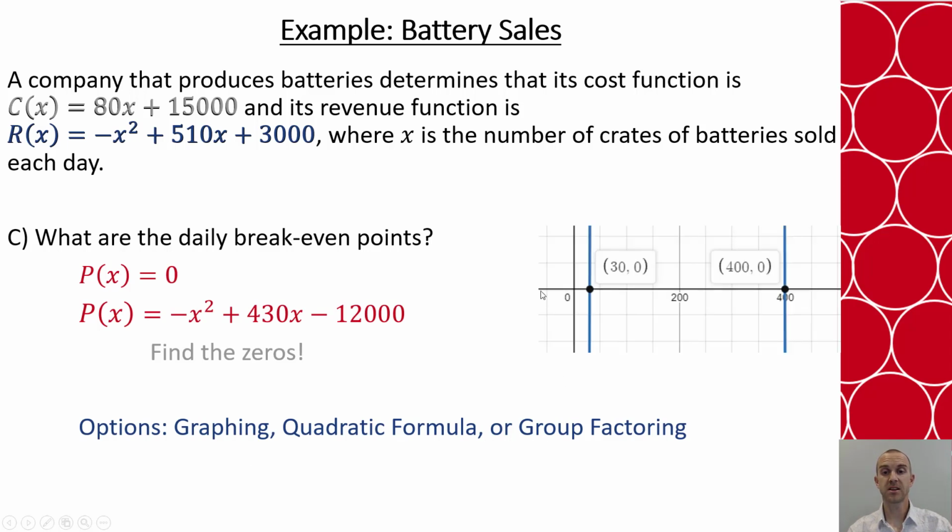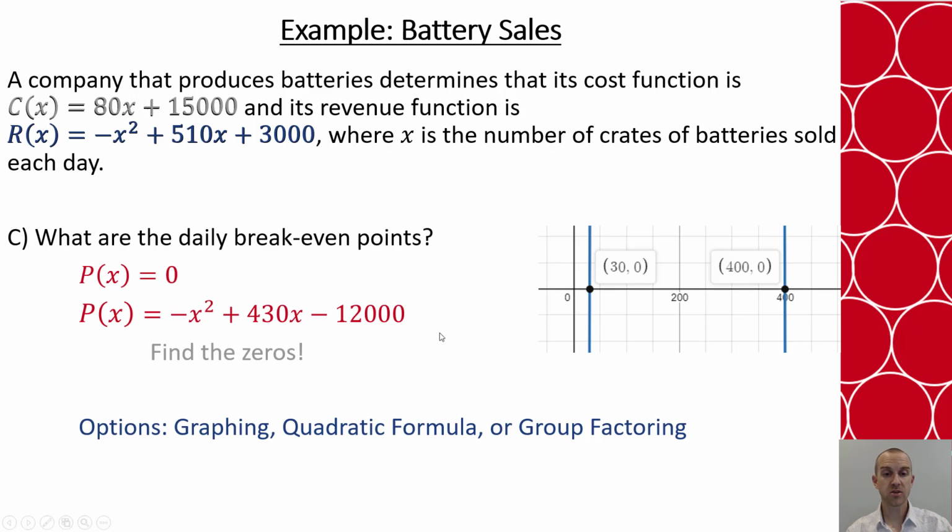So if we graphed this, we'd be looking at where the graph crosses the x-axis, because that's where y equals 0. It happens at two places where the values are positive. Positive 30 crates and positive 400 crates. So at either of those places, that's where the profit will equal 0, and that's the break even.